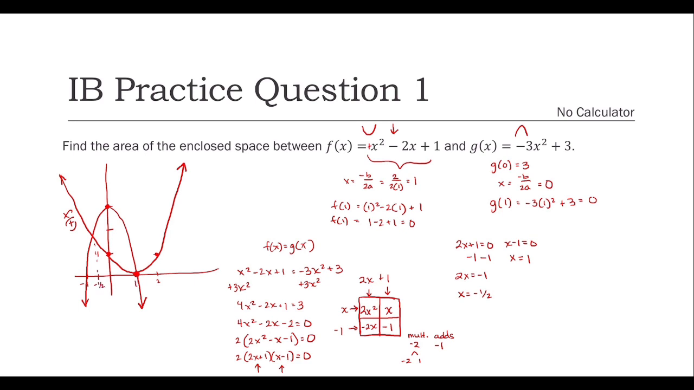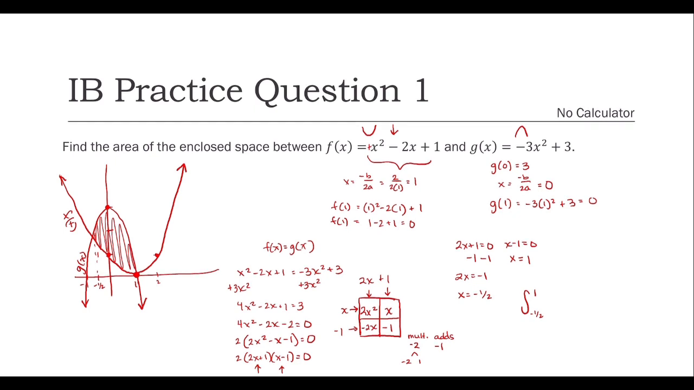So we're going to take our integral from negative 1/2 to 1, and then we need to figure out which function's on the top. So we label our g of x as well. So g of x is going to be the function on top, and f of x is going to be the function on bottom when we look for our area here. So our integral is going to be of g of x minus f of x.